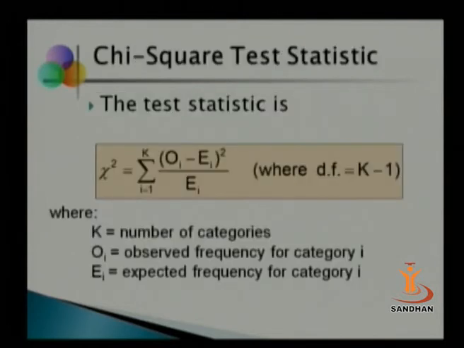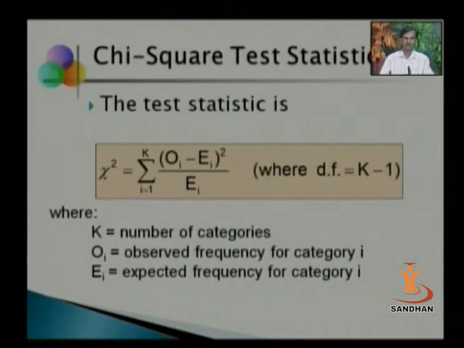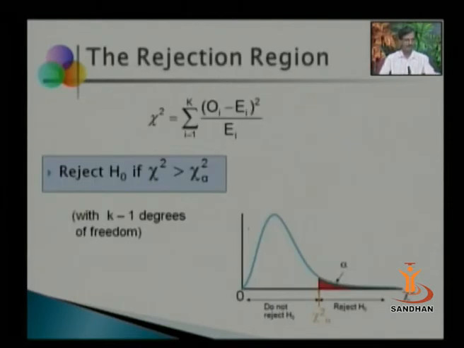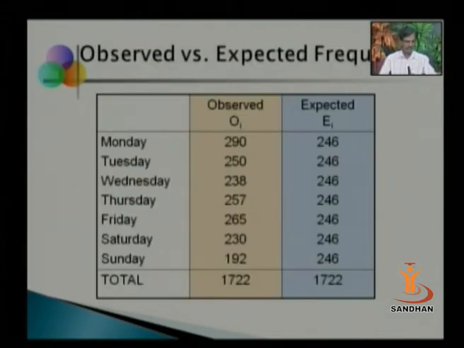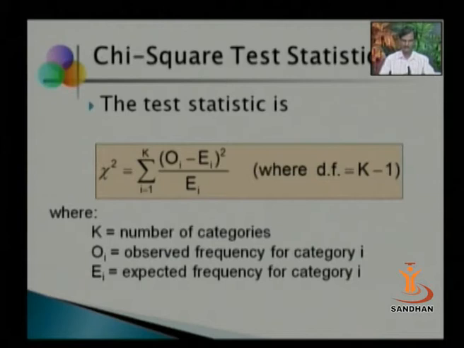For testing the hypothesis, the chi-square test statistic is chi-square equals summation from i equal to 1 to k of (Oi minus Ei) whole square upon Ei. Here k is the number of categories, Oi is the observed frequency for the ith category, Ei is the expected frequency for the ith category, and for this chi-square test statistic the degrees of freedom is k minus 1. By using this observed and expected data, Oi and Ei, one can calculate this test statistic.